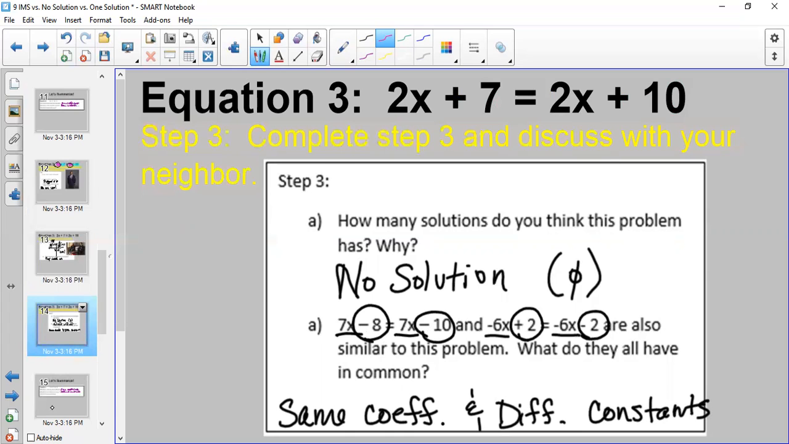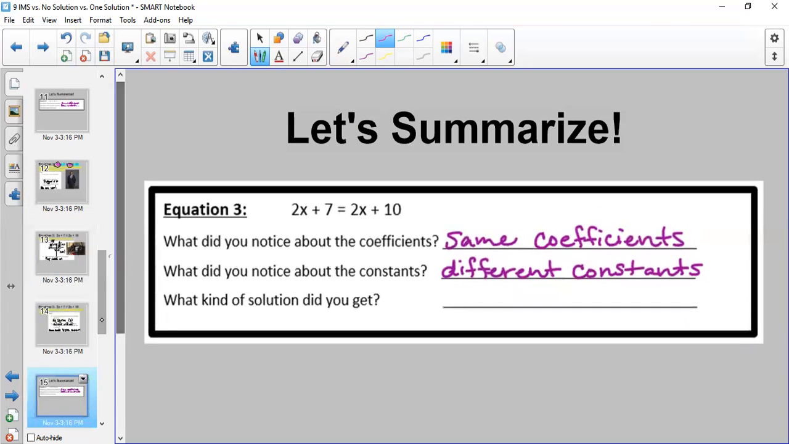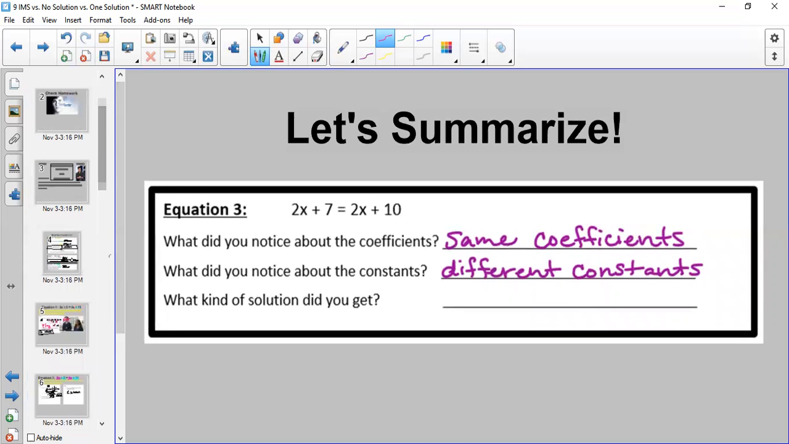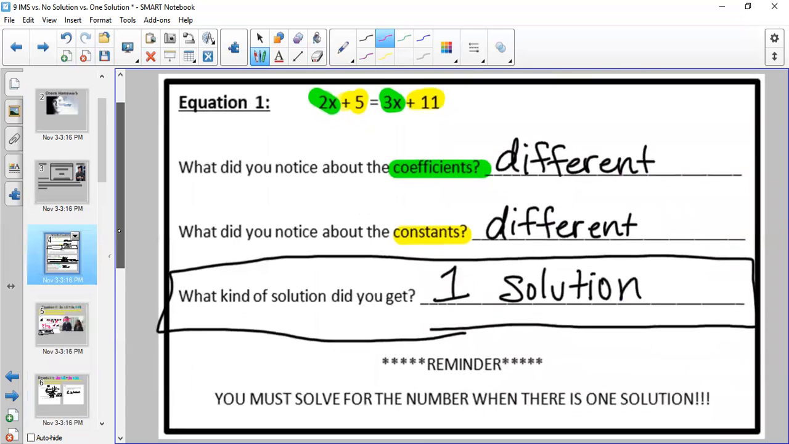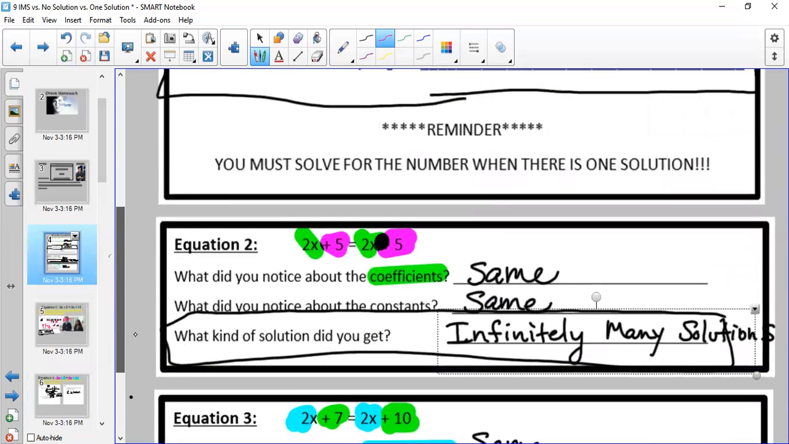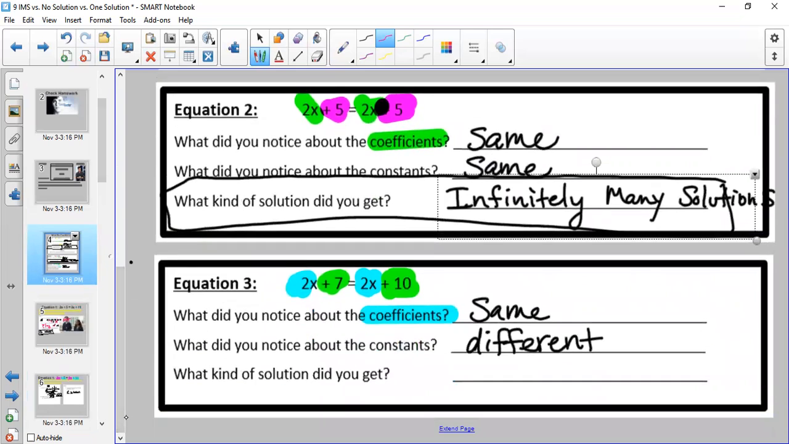All right, so final blank that I'm going to fill in here. I'll go back to the beginning. We had different was one solution. We had same was infinitely many solutions. And now we have same but different. That gave us no solution, or that symbol. And those are the 3 types of equations that we talked about today.